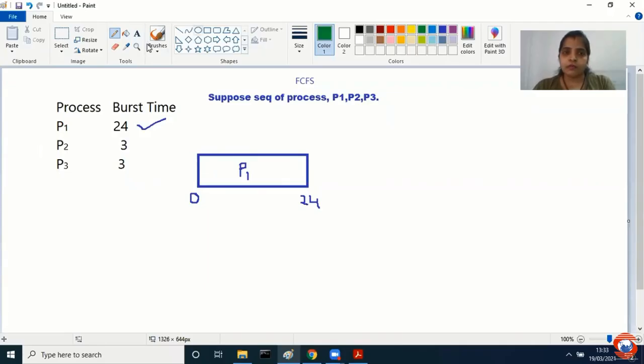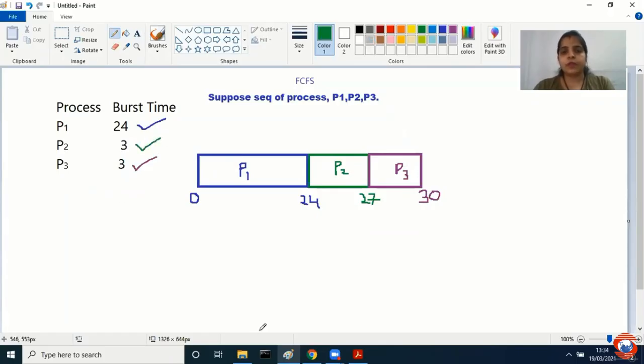The next process which comes is P2. P2 says I just need 3 milliseconds. So next P2 को time मिलेगा 24 plus 3, that is up to 27 milliseconds. Next, P3 is coming. P3 is saying, I also need 3 milliseconds. So next time will be allocated for your P3 process and P3 will also execute for 3 milliseconds, that is 30. So P3 has completed its job. P2 also has completed its job. So the first process which came first will get executed first.